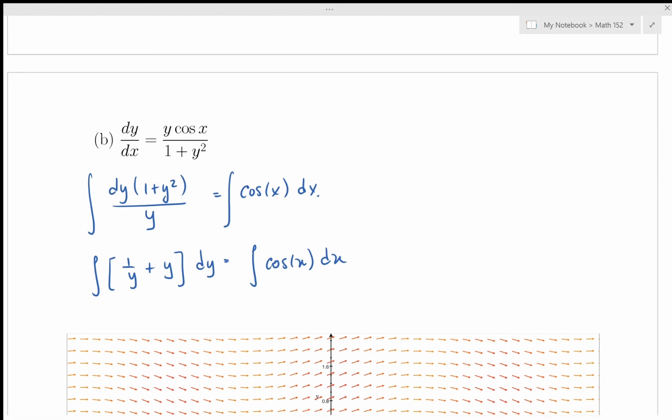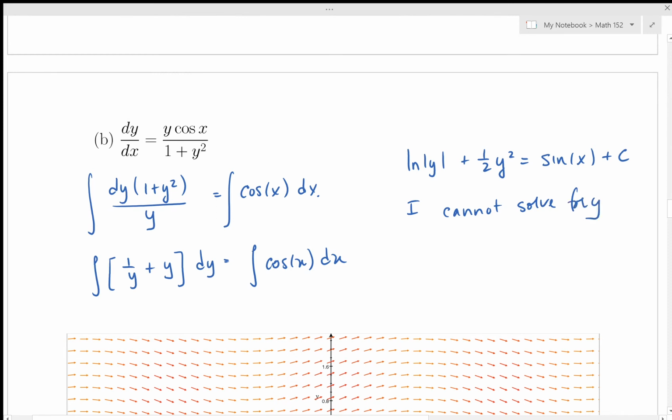So now I can integrate, and I'm going to get the log of the absolute value of y, plus 1/2 y squared, is equal to sine x plus a constant. Okay, now in this case, I cannot solve for y and write y equals some function of x explicitly. That's no trouble. When we can't do that, that's fine.